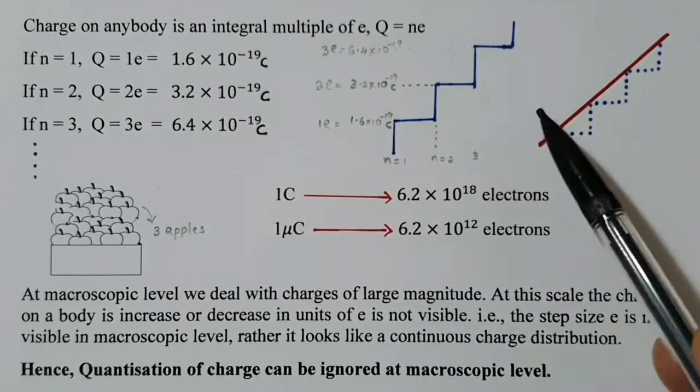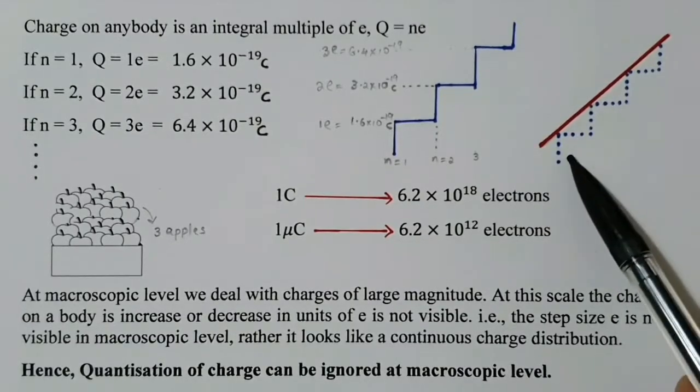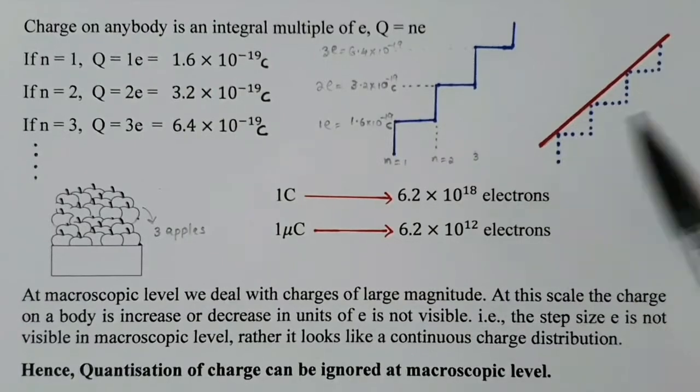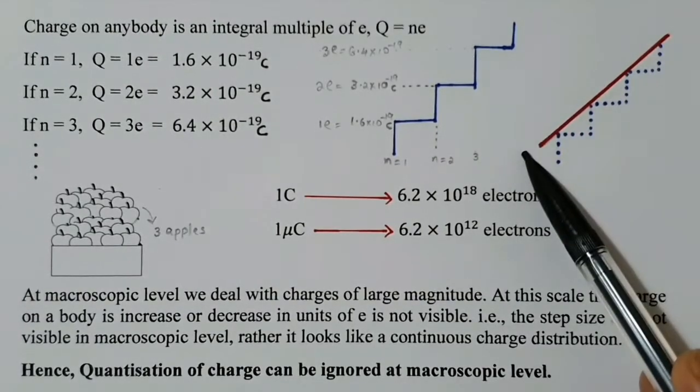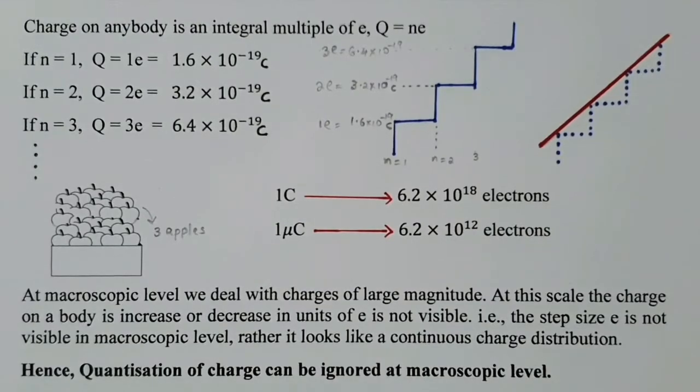Rather, it looks like a continuous charge distribution. But in reality, the charge on a body is increased or decreased in steps of e, not a continuous distribution. Therefore, quantization of charge has no practical consequence at macroscopic level. Hence, it can be ignored.